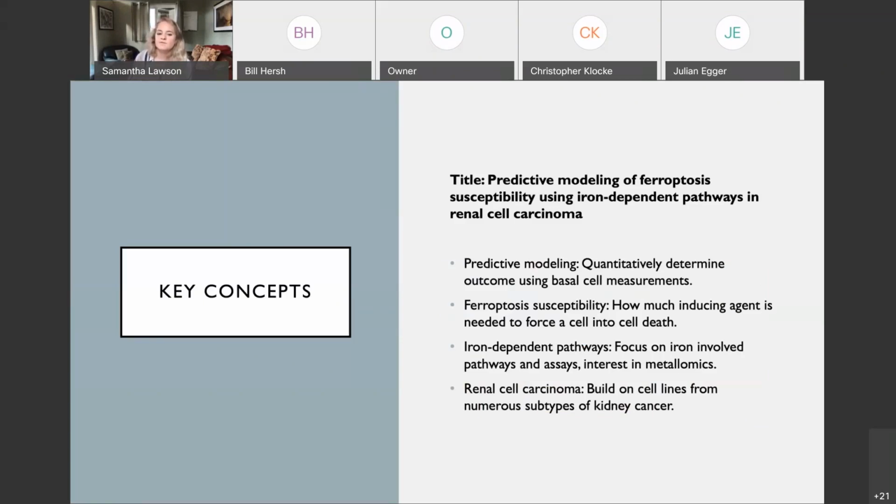And then I emphasized iron-dependent pathways. This new mechanism has 2 separate arms, the lipid peroxidation side and the iron accumulation side. The lipid peroxidation arm of this, I feel, has been focused on more recently, and so I hope to illuminate more of that iron accumulation side of this mechanism. I also believe that there's interesting research in metabolomics within the cancer research field. That's a cool new topic, so I wanted to look into that. And then finally, renal cell carcinoma is the setting that I researched this in. So I built my model on cell lines from different subtypes within kidney cancer.